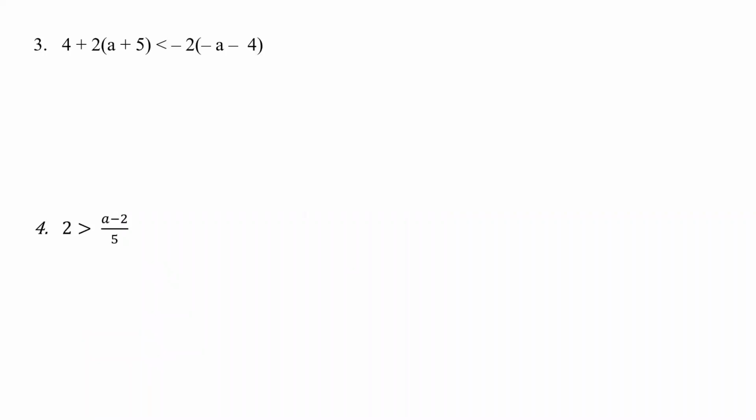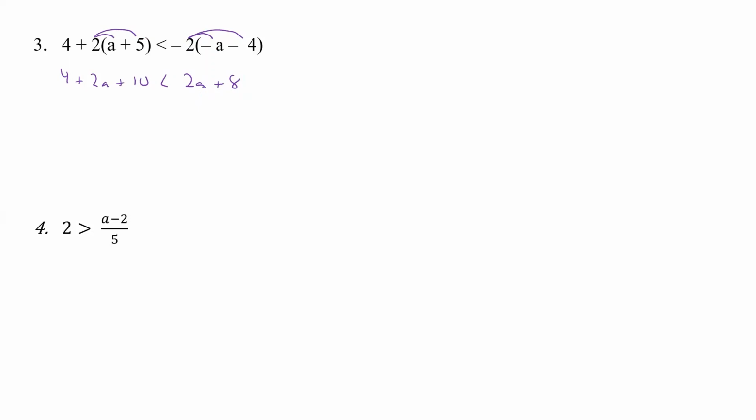All right, so these are getting a little bit more difficult. Now these, we can't just say, okay, we're going to divide or multiply on both sides. What we have to do is distribute, get rid of parentheses on both sides, and then start getting the variables on one side and the numbers on the other, and then simplify from there. So we're going to have to distribute first here, and we'll distribute here. So that gives us 4 plus 2a plus 10 less than, here we have a negative 2 times a negative a, so it's going to give us 2a. We have a negative 2 times a negative 4, it's going to be plus 8.